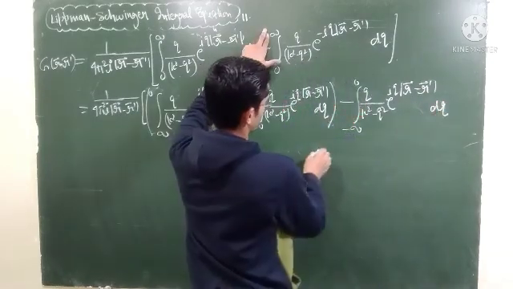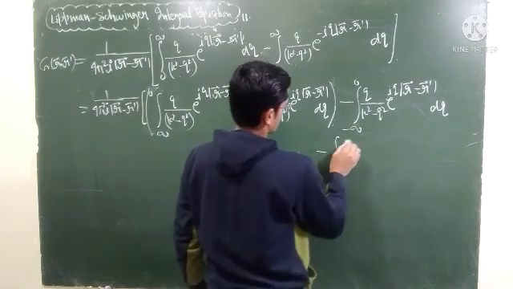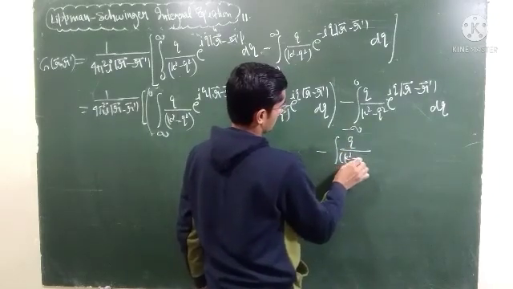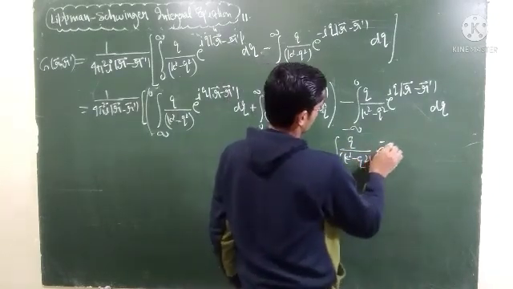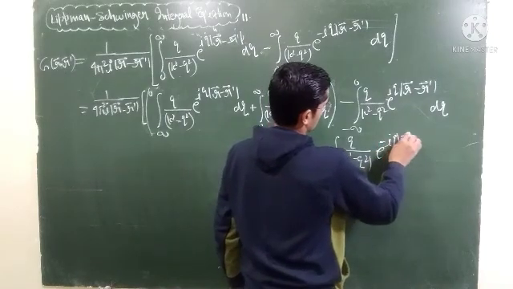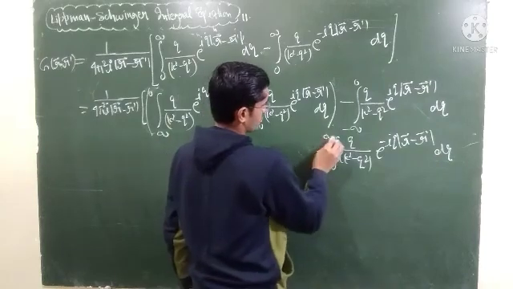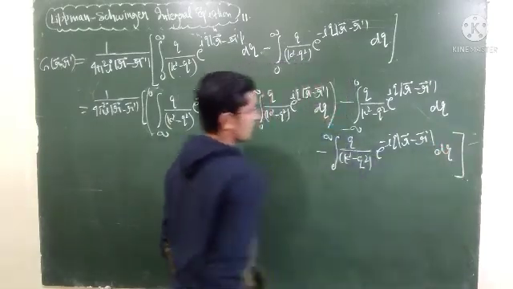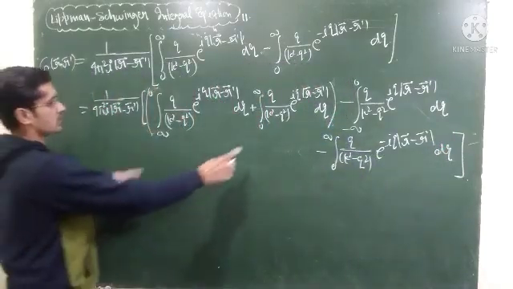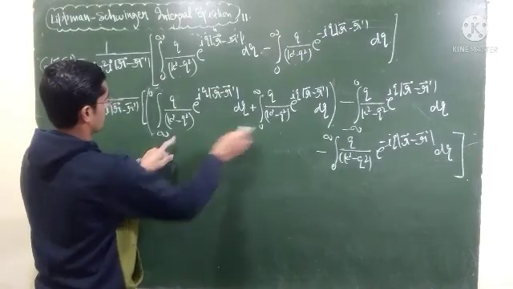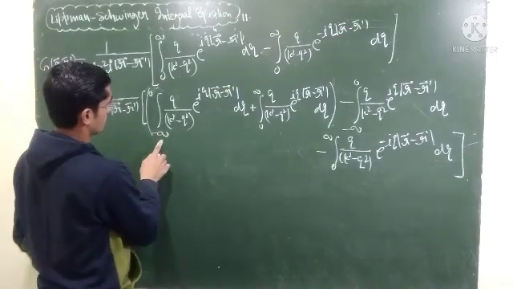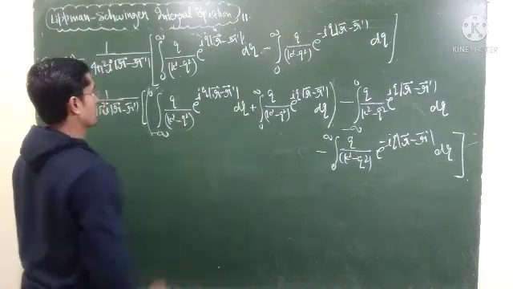And there is this one term, which is minus the integration of q over k square minus q square, e to the power minus iota q (r minus r dash) dq, from 0 to infinity. So this is the whole thing that we have to do. Now you can club these two terms, right? You can take these two terms as common, from limit minus infinity to plus infinity.